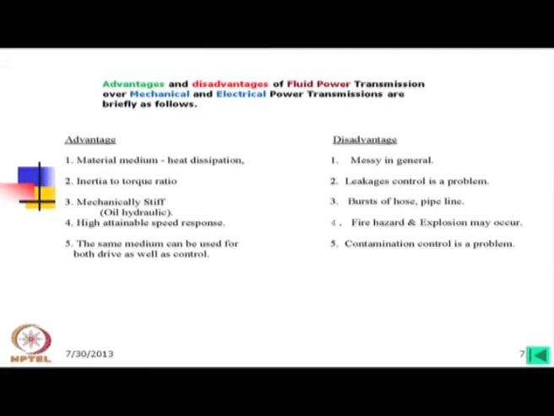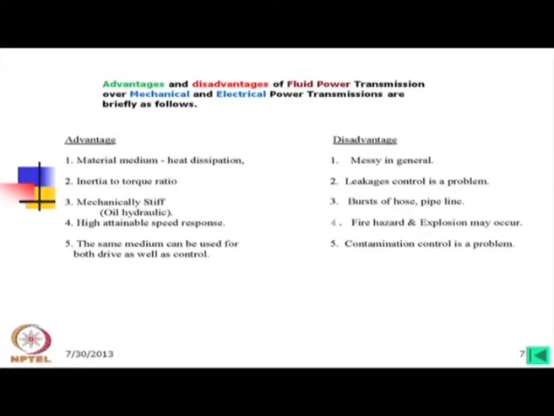Second advantage is the inertia to torque ratio, as the fluid can be pressurized to a very high pressure and this pressure can be taken by the body because the body can be stressed highly. Therefore, the inertia to torque ratio is very low in the case of fluid power. That means very high torque can be transmitted at a low inertial force in comparison to electrical and mechanical devices. We shall discuss more later.